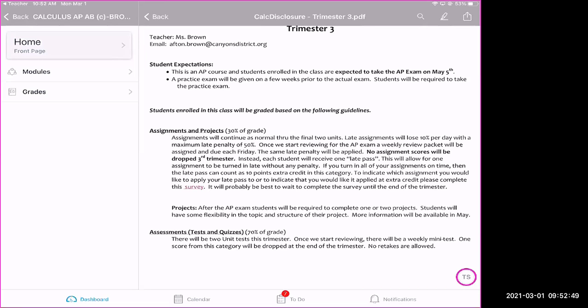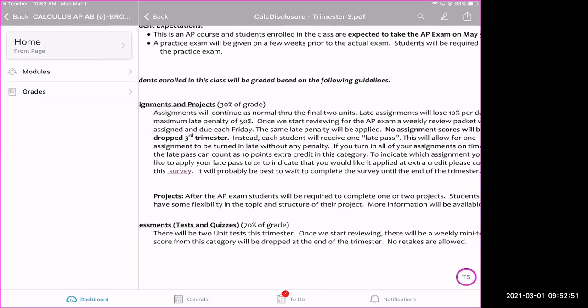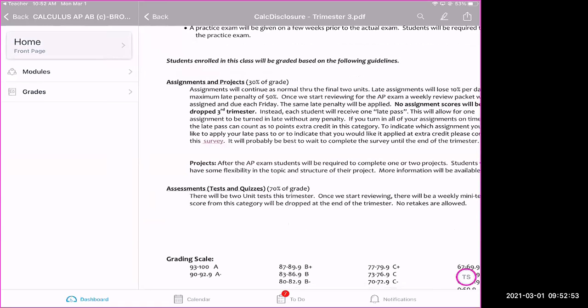Okay, assignments. In the previous 2 tries, assignments have made up 20% of your grade. It's been a 20-80 split. I switched it a little. It's going to be a 30-70.